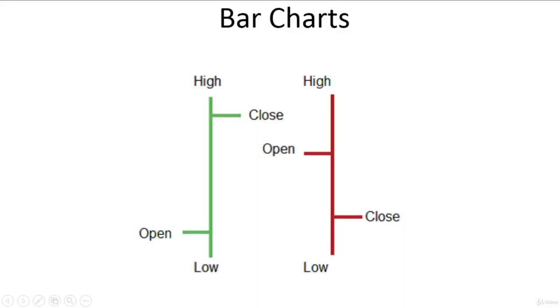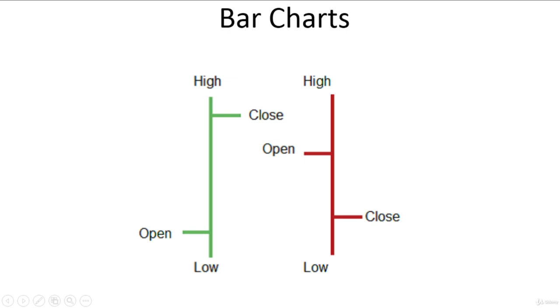Now we discuss the bar chart. A bar chart represents the whole price range of the day. That means for the day we get open, high, low and close, which is not shown in the line chart. That means bar charts are more advanced than line charts. Each bar represents only one day's price action. On the left hand side, a tick shows the open price, and on the right hand side it shows the close price.